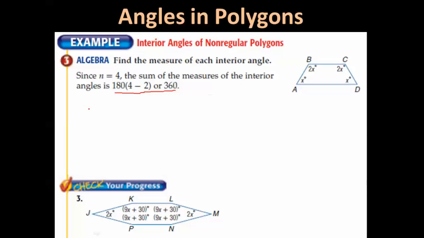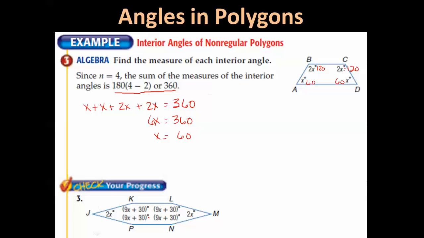So if I want to find out what x is, I can say x plus x plus 2x plus 2x is going to equal 360. You're going to add all those x's together. That's 1, 2, 3, 4, 5, 6. Do some mental math here. 36 divided by 6 gives you 6. So x is going to equal 60. So that's 60, that's 60, that's going to be 120, and that's going to be 120. So we found the measure of each interior angle.